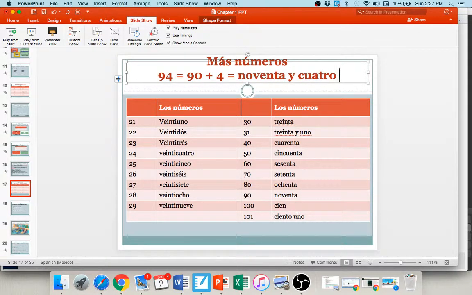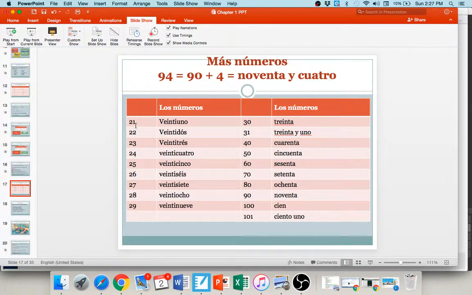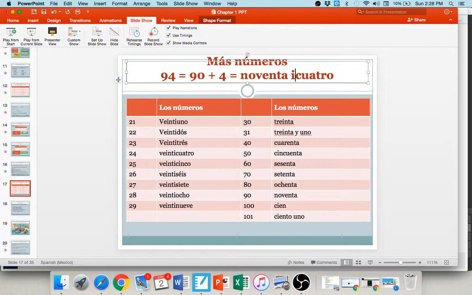So, the reason I like the Y better, the whole I thing only works if you're talking about numbers 16 through 19. That's when you can make it one word instead of doing the Y. You can put the I, dieciséis. And it also works with numbers 21 through 29. That's the only time when you can do the I. You can't come up and say 94 that way. It just doesn't work like that. You have to have the Y for 94.